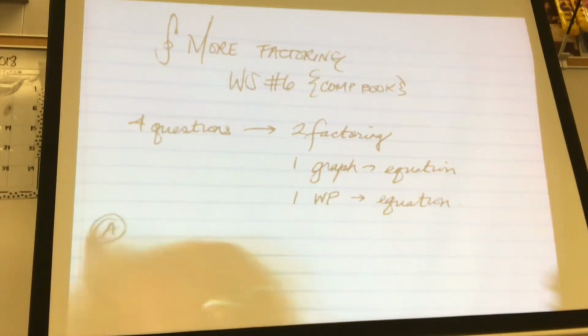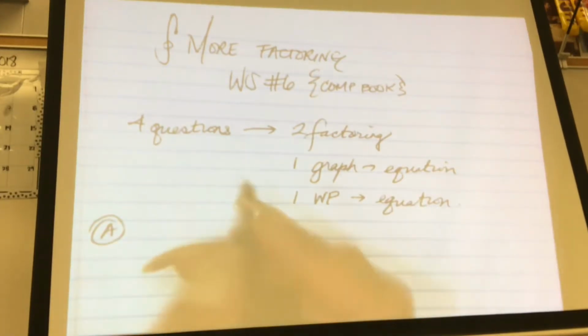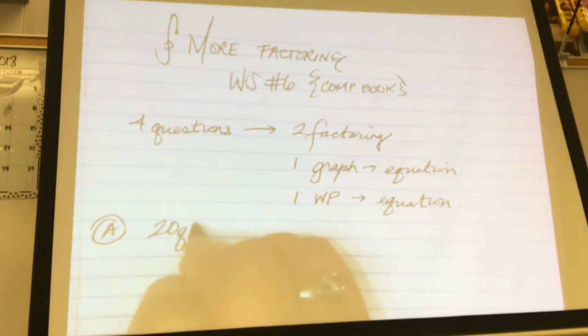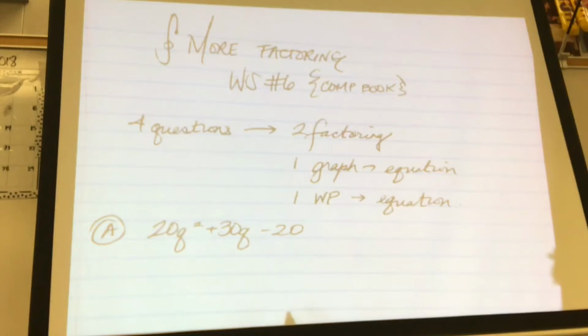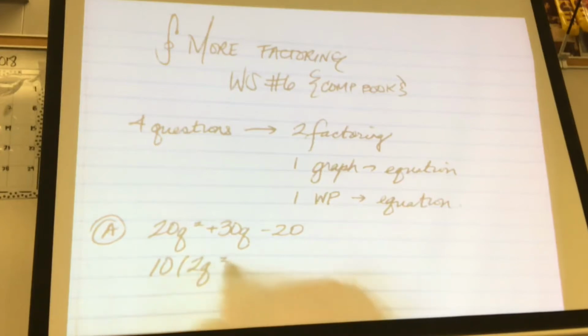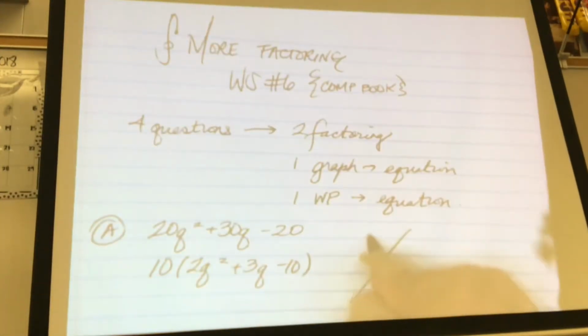So for letter A on the warm-up, I already see a greatest common factor that I should have taken out from the beginning. Mina, what is that greatest common factor? 10. So if I divide everything by 10, I should get 2q squared plus 3q minus 10. Then I'm going to factor that.